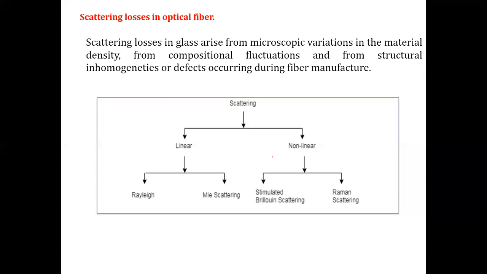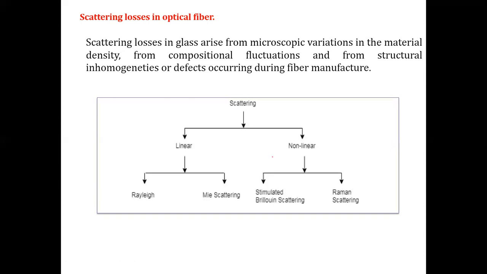Because of these effects, scattering losses will occur. So the scattering losses can be classified into two types. One is linear scattering and another one is non-linear scattering. Again, this linear scattering is divided into two types. One is Rayleigh scattering and another one is Mie scattering. Again, this non-linear scattering is divided into stimulated Brillouin scattering and stimulated Raman scattering.